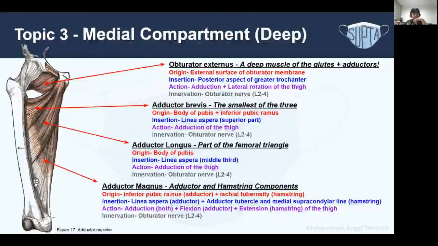It's got the adductor component, which means adduction, and the hamstring component, which means it's responsible for extension of the thigh, right? It's a hamstring muscle, just extension of the thigh. And it adducts and it extends. So basically it's 2 in 1. And if you remember, the hamstring action is mostly to extend the thigh. The adductors mostly adduct, because it's an adductor magnus. It's part of the medial compartment, so that makes sense. And its innervation is the obturator nerve, as are the rest of these muscles.